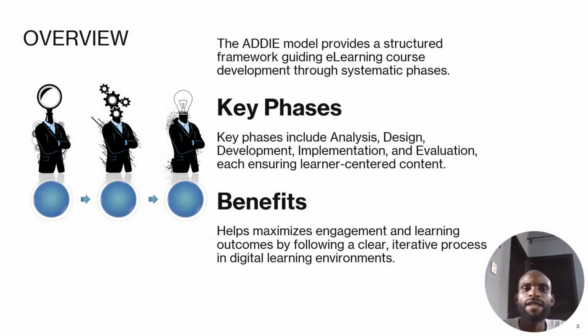The key phases of the ADDIE method, which is actually a structured framework guiding e-learning course development, include number one, analysis, number two, design, number three, development, number four, implementation and evaluation, each ensuring that it is learner-centered. The benefit of utilizing the ADDIE method is to ensure that outcomes are clear and processes are iterative, especially considering that they are all for digital learning environments.